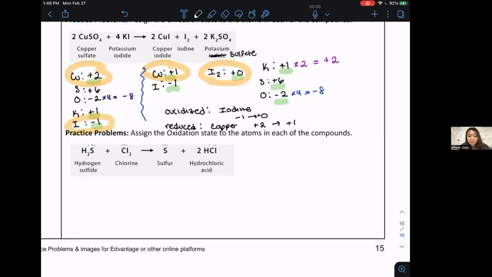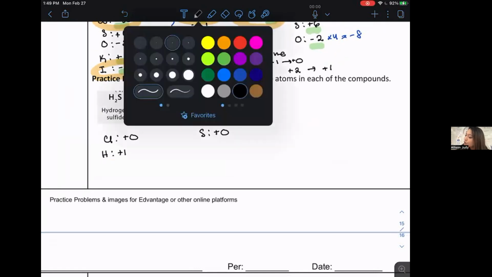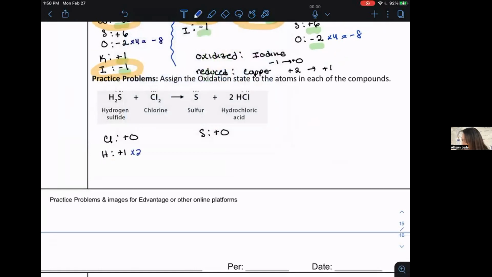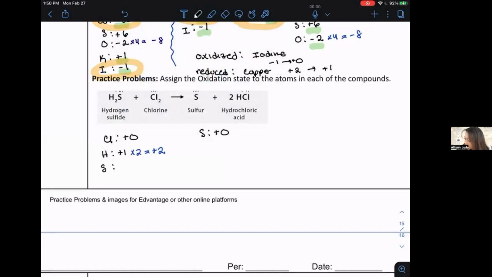All right, why don't you try the next one on your own? You get 2 minutes. Okay, easy win. Chlorine is a 0. It's a pure element. Sulfur is a pure element, 0. Hydrogen sulfide: each hydrogen takes on a +1, because hydrogen is always a 1+ charge, but I have 2 of them. What must sulfur be to cancel it out? Sulfur must be a -2.